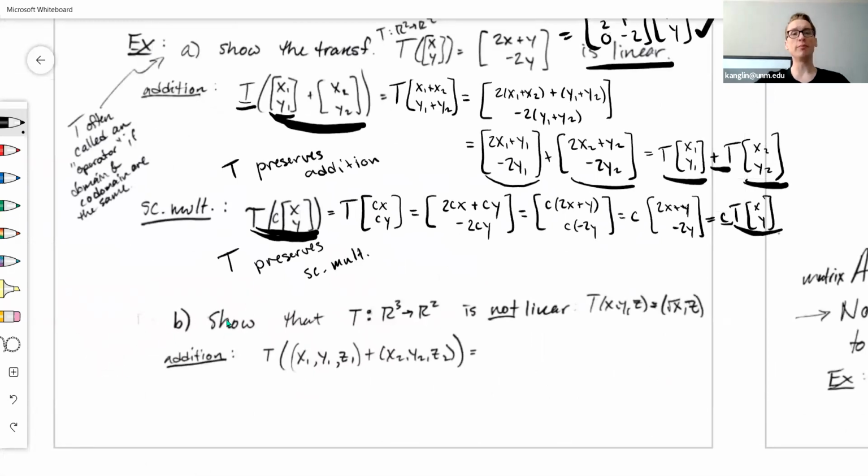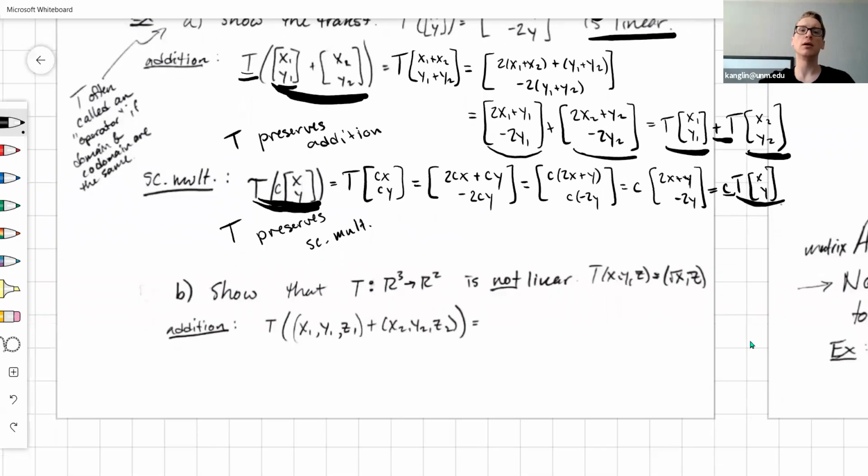For part B here, let's show that T taking R3 to R2, so different codomain and domain, is not linear. But let's let T equal this transformation defined by T of x, y, z, T applied to an element of R3, gives back an element of R2 that is the square root of x, the square root of the first component from your input, goes into the first component of the output, and z, the last component of your input, goes into the last component of your output. Notice the y value kind of just disappeared here. Is that a problem? Who knows? But I think we can show that this is not linear.